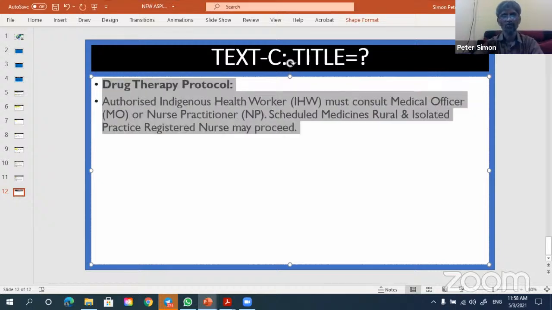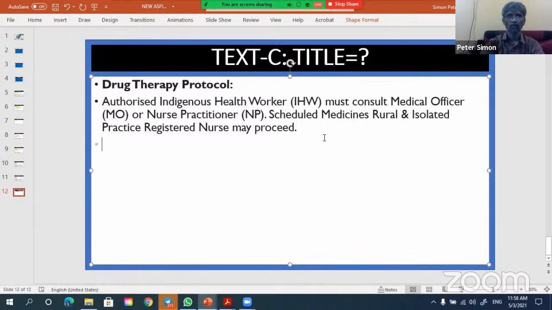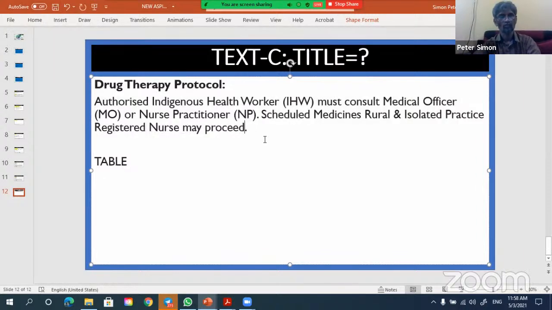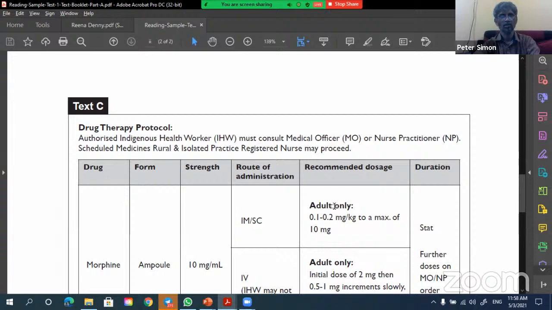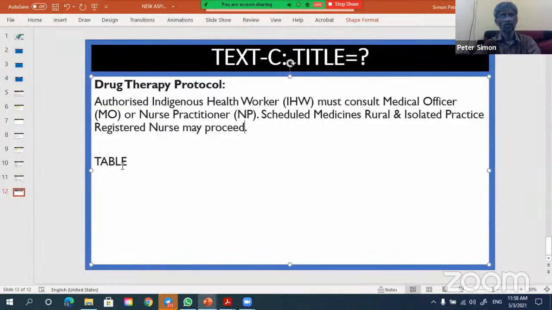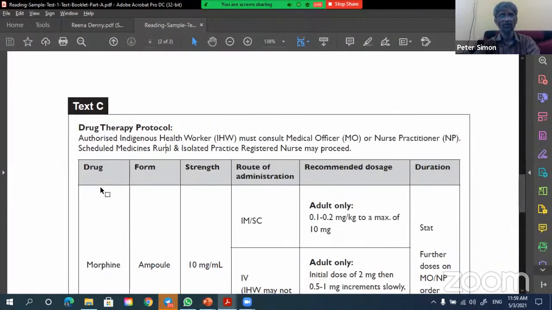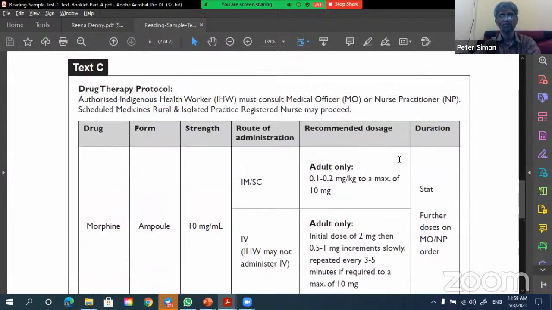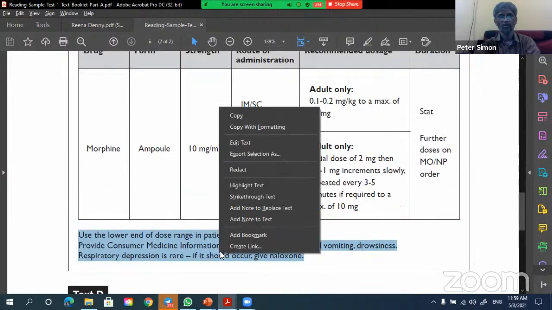Okay, and then in between there's a picture, not a picture, a table. So there's a picture and there's a table. Okay, so here this is a table. Next one, again there is information at the bottom. That table I'll give you separately in a new slide.